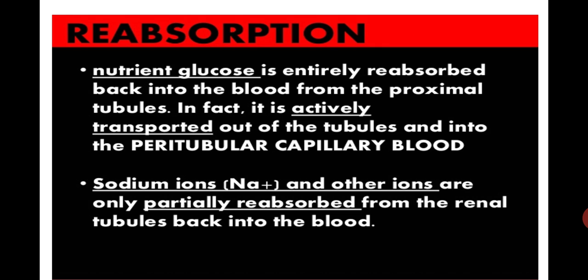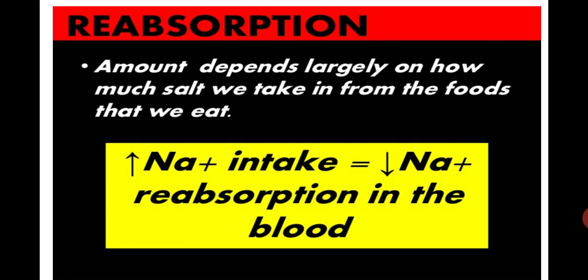Next, we will talk about the reabsorption of sodium ions. Sodium and other ions are only partially reabsorbed from the renal tubules back into the blood according to the need of the body, as the amount depends largely on how much salt we take in the form of the foods that we eat. So if we are taking a high amount of salt or sodium, and the level of sodium and other salts is high, then the reabsorption of these salts, including sodium, becomes low, and vice versa. So this is all about the reabsorption process.